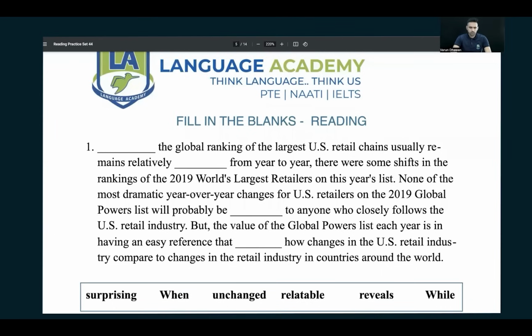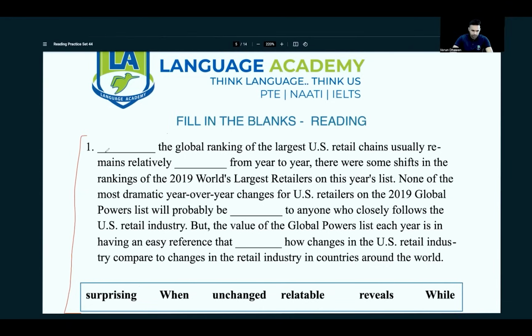All right, let's start. Let me share my screen. This is the first passage. You can pause the video, take 2 to 3 minutes, solve it, and then we'll discuss it, right? All right. So how will I approach this particular passage? As soon as I get this passage on my screen, the very first thing I'll do is skim the passage to get an understanding of what the passage is about. It's very, very crucial that you know what the passage is talking about.